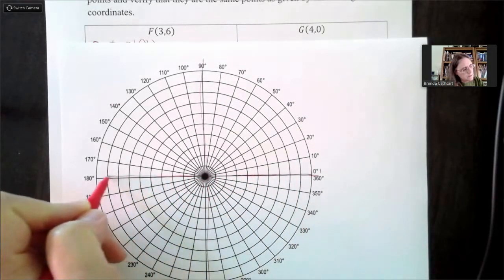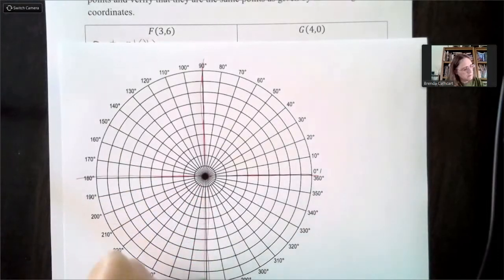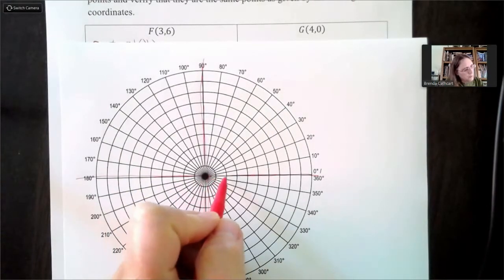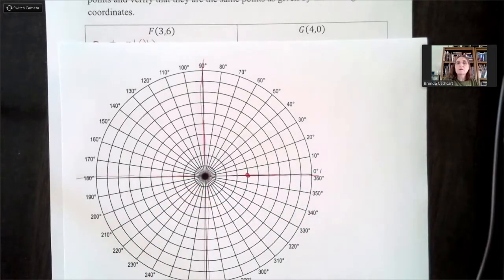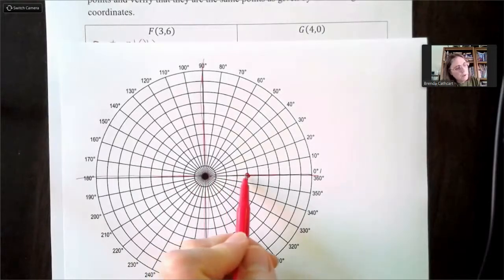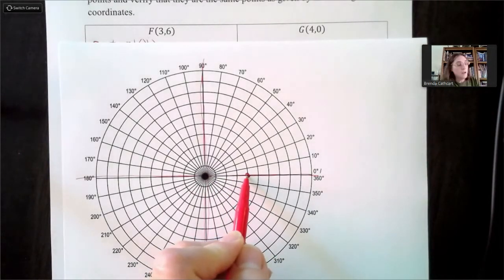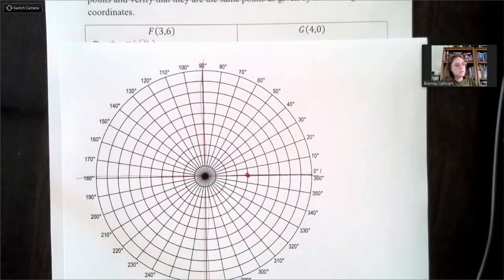The x-axis goes through 0, the y-axis goes through the 90-degree angle and the 270 angle. The point (4, 0) would be right here on the x-axis. So as we look at that, we can see that the radius is 4 and the angle is 0. We haven't moved from the x-axis.